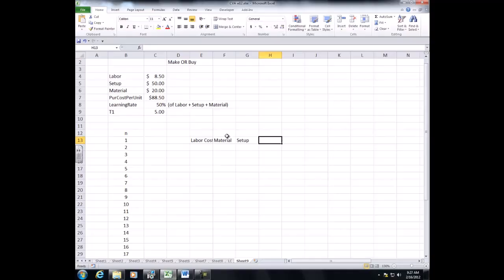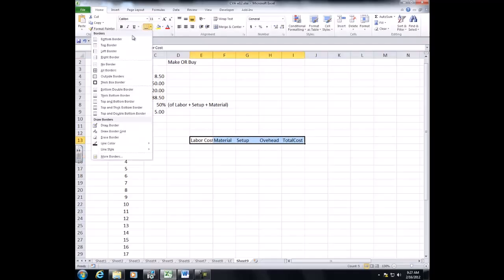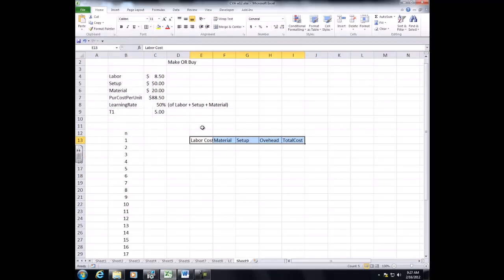And then we will just call this overhead. The overhead, once again, is 50% of the sum of these 3 items. So if we add this plus this plus this plus this, we will have the 5th column, which we'll call the total cost to produce. Okay, are we clear so far? I'm just setting up the table here that we will use later on to generate the graph.